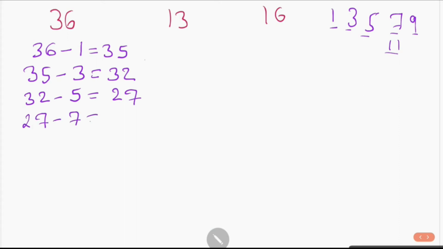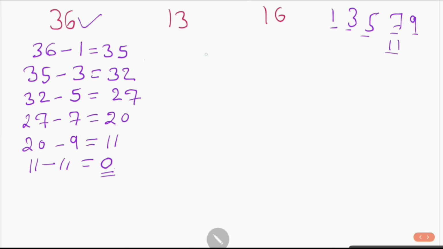27 minus 7 equals 20. 20 minus 9 equals 11. 11 minus 11 equals 0. So this is 0. This is the condition for any given natural number to be a perfect square. When we subtract all these odd numbers one by one, we get 0 at the last point. If we get 0, it is a perfect square, otherwise not.